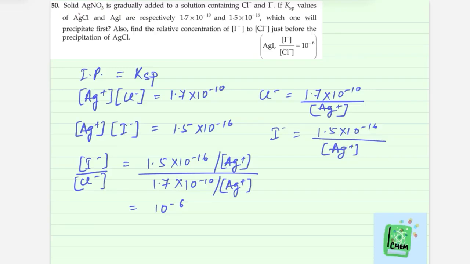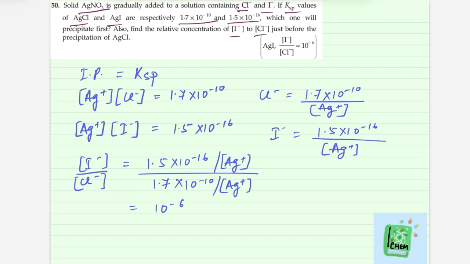Question: solid silver nitrate is gradually added to a solution containing chloride and iodide. If solubility product values of silver chloride and silver iodide are respectively 1.7 into 10 to the power minus 10 and 1.5 into 10 to the power minus 16, which one will precipitate first? Also, find the relative concentration of iodide to chloride just before the precipitation of AgCl.